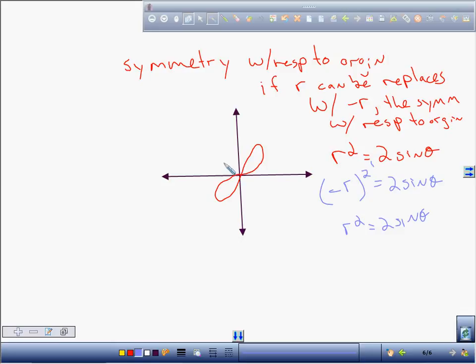Why 2 sine theta? It says here that it's sine 2. Oh, I just made one up. I did. Right.